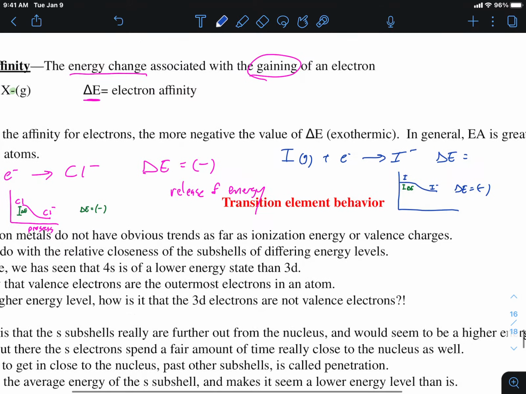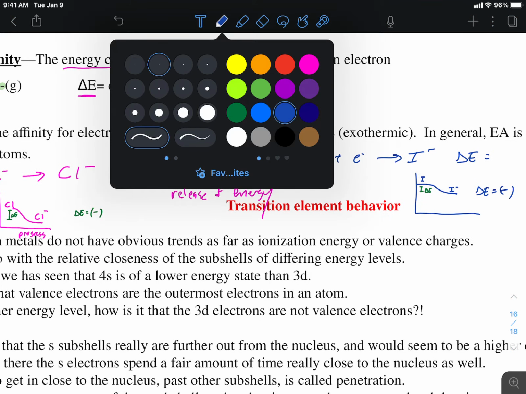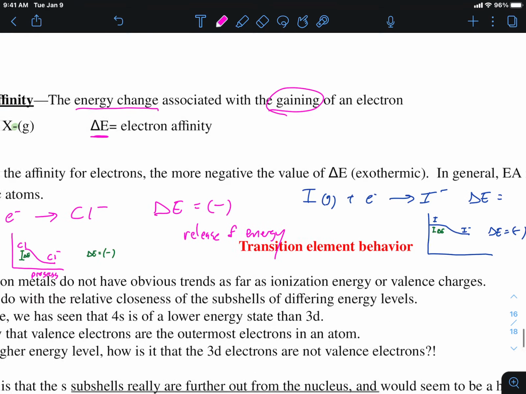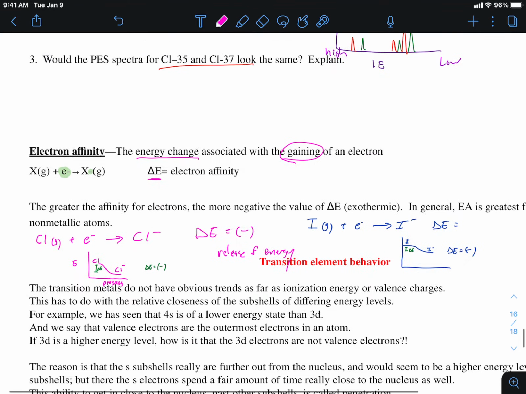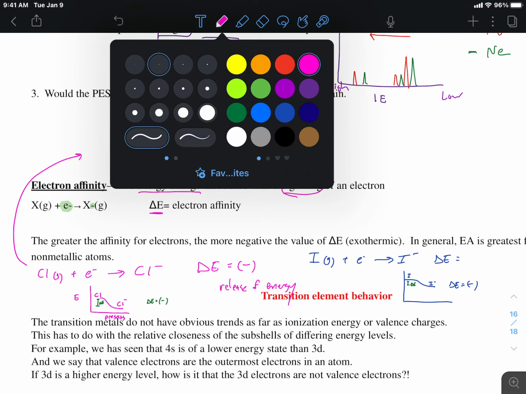All right, maybe to put this into pictures. I really should have spaced this better. Okay, so we'll do this up here. So here's chlorine. All right, so here's iodine.